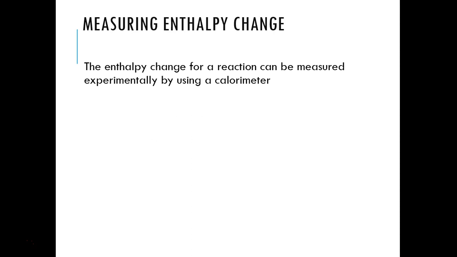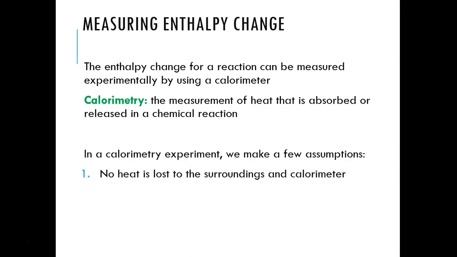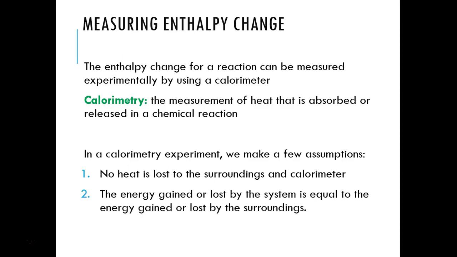When we measure enthalpy change, we're going to use something called a calorimeter. So calorimetry is the measurement of heat absorbed or released in a reaction, and in order to do a calorimetry reaction, we have to make a few assumptions. The first assumption is that we're not losing any heat to the surroundings in the calorimeter, so it's perfectly insulated. It's not a really realistic assumption, but we have to make it in order to do these calculations. And so we're assuming that the energy gained or lost by the system is equal to the energy gained or lost by the surroundings.